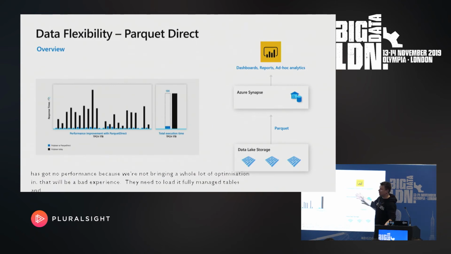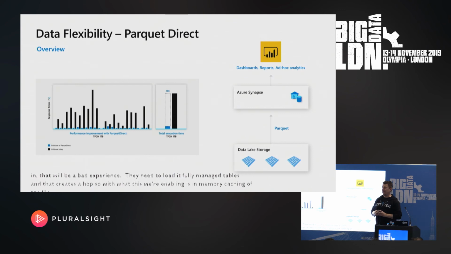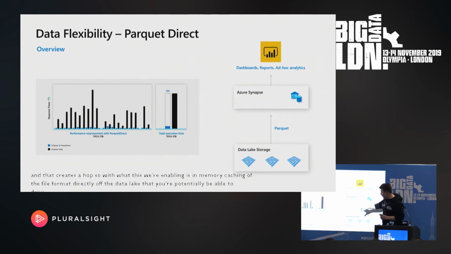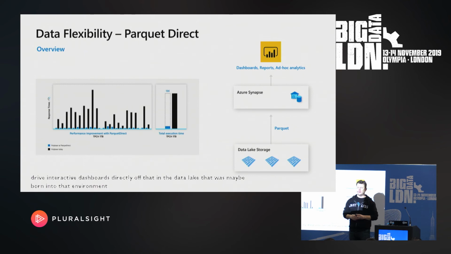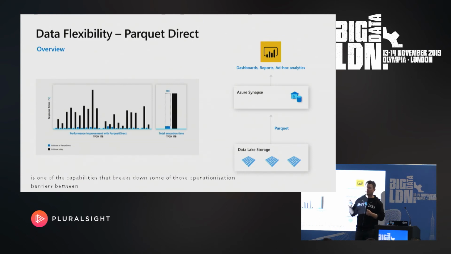So with this, what we're effectively enabling is in-memory caching of the Parquet file format directly off the data lake, so that you'll potentially be able to drive interactive dashboards directly off Parquet in the data lake that was maybe born into that environment from Spark only a couple of minutes earlier. This is one of the capabilities that really breaks down some of those operationalization barriers between the SQL analyst and their BI tools and the really high value predictions that the data scientists are producing in Spark.